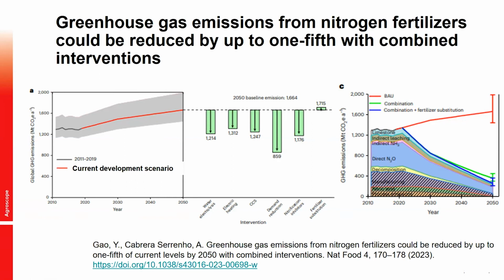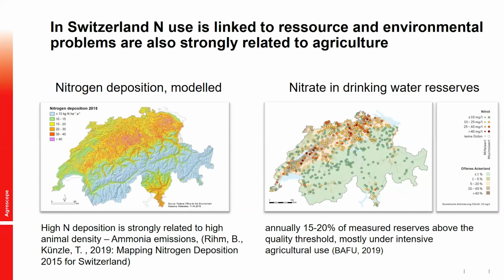With that, I want to jump over to Switzerland. I will focus today on the national scale, giving here and there a few comments on the management scale. Also in Switzerland, a lot of our nitrogen use is linked to resource and environmental problems, and many of them are strongly related to agriculture. On the left-hand side, you see the nitrogen deposition from the atmosphere, which was modeled for Switzerland. You can see that in the pre-alpine regions, where mostly grassland and animal-based agricultural systems occur, we find more deposition. That means in animal-based systems we have more ammonia losses to the atmosphere, which later return when it's raining, for example.